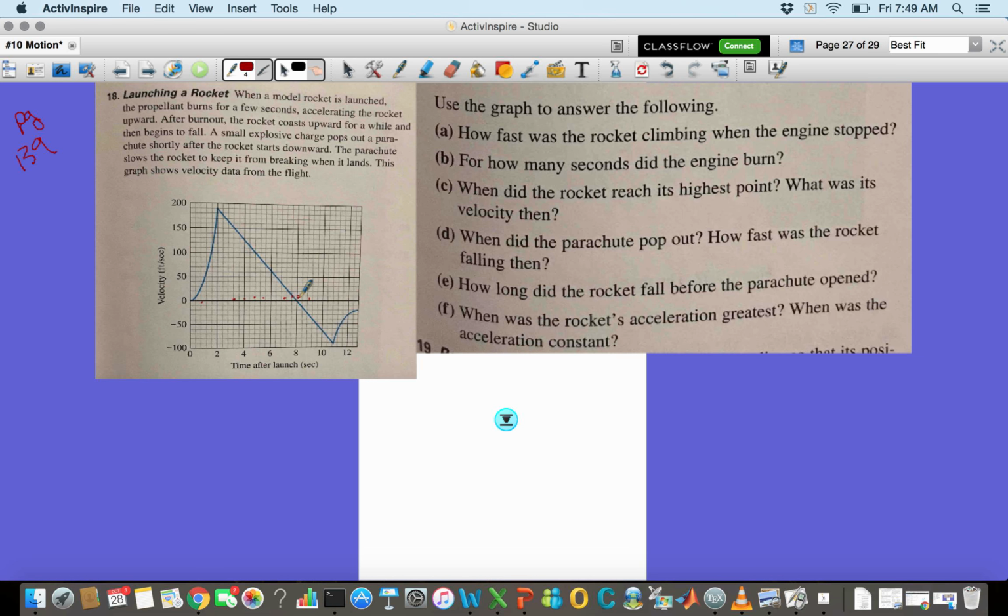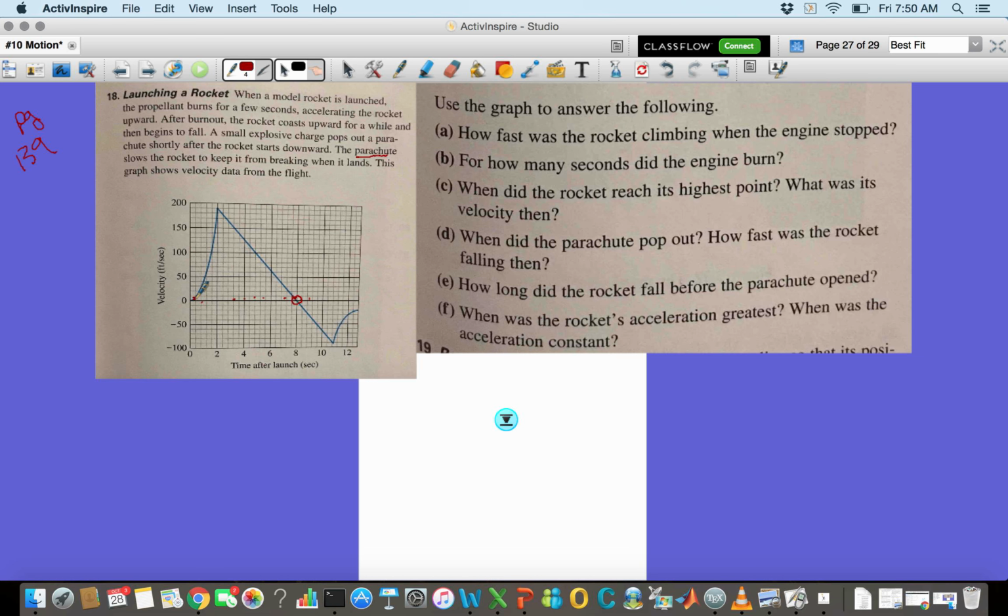And then at this point, we turn around. So the rocket starts heading downwards. And then something causes that downward velocity to slow down. If we read through the problem, this would be the moment when the parachute gets released.